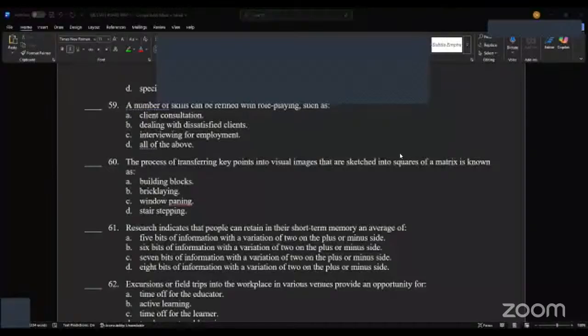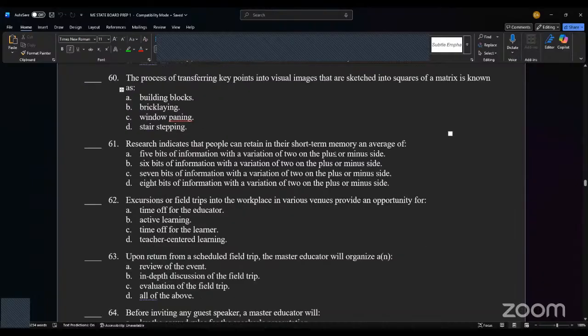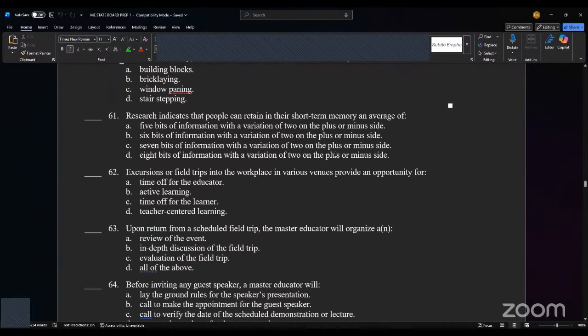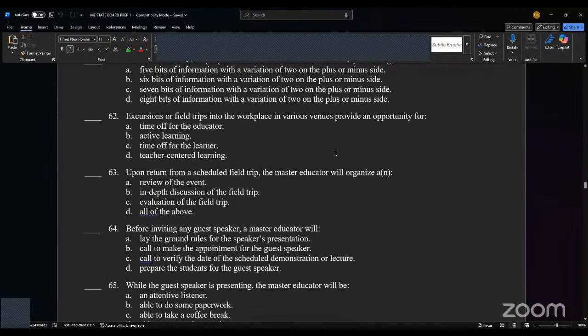There we go. We stopped off at 60 yesterday, and we're picking back up. The process of transferring key points into visual images that are sketched into squares of a matrix is known as, and we said, window painting. So 61 was C. Okay, 60 was C. Moving into 61.